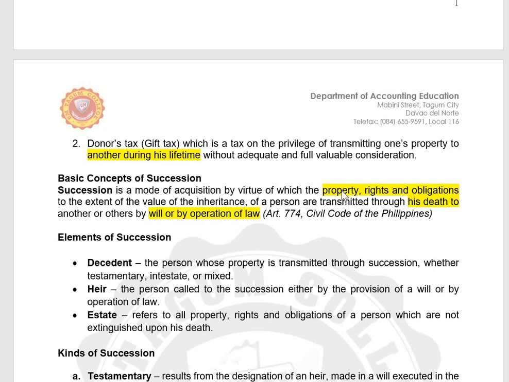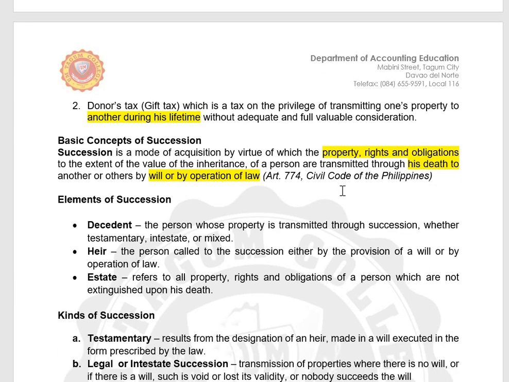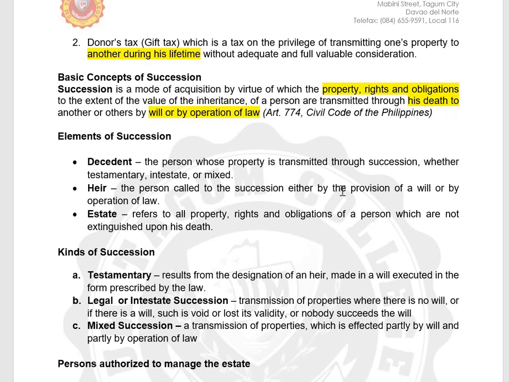So what are the kinds of succession? Although medyo na-discuss ko yan kanina pag-discuss ko sa decedent. The first kind is testamentary. It results from the designation of an heir made in a will executed in the form prescribed by law. Kasi a person can specify the property or the recipient of his properties upon death. This designation must be made through a written document, so ang tawag doon is the last will and testament.